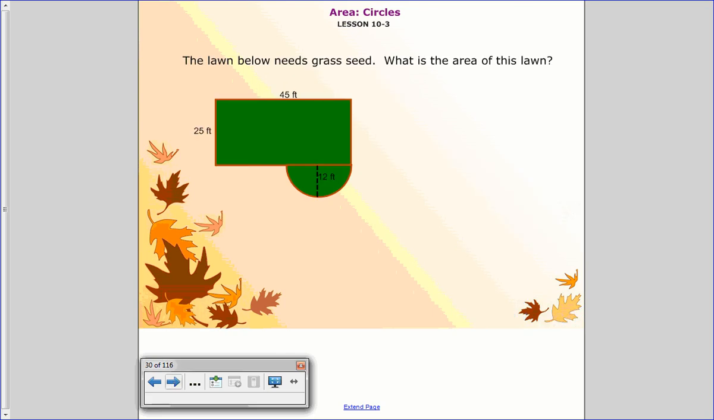Now in this one, it says the lawn below needs grassing. What is the area of the lawn? I'm going to have you do this one in a moment, but I just want to point out one thing. Yes, it's very similar to the last one we did. You see a rectangle, you see half of a circle. But this time, this piece is added on. So you not only have that rectangle, but you have that half of the circle right there. So at the end, you're going to have to add those numbers. So go ahead and try to solve this one, and when you're all done, come back and check your answer. So go ahead and pause me now.